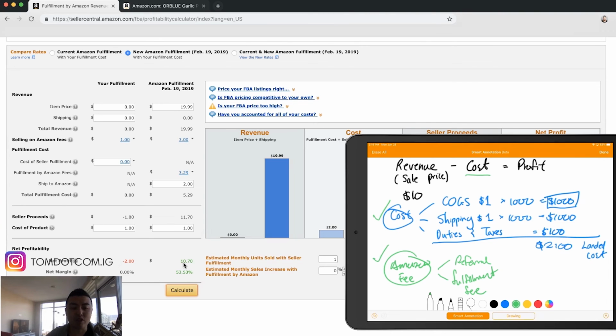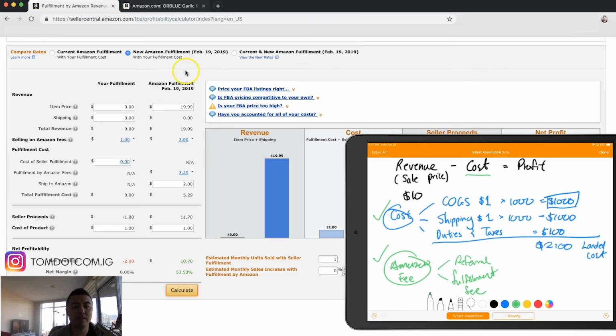And the net margin, how do you calculate the net margin? The net margin is simply your profit divided by revenue, okay? So in this case, you take your profit, divide by revenue, and that's how you get your net margin. This net margin should always be 30% or above, okay? That's what we're trying to aim for.